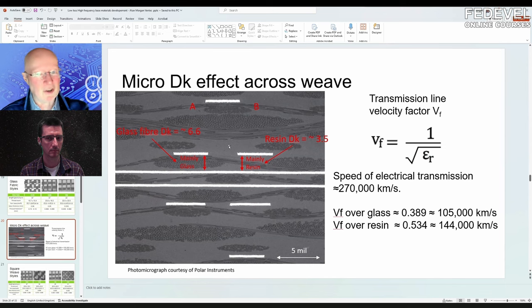So when you send a differential signal down these two, it has a different speed, and that's the problem. Here's the velocity factor, the transmission line velocity factor. You can just calculate this very simply. ER is the decay. If we take electrical transmission around 270,000 kilometers per second, the velocity factor over glass, which means this bit here, gives about 105 kilometers per second for the signal. Take the resin part here, we're talking 144 kilometers per second. So that's a pretty big difference, almost a third faster.